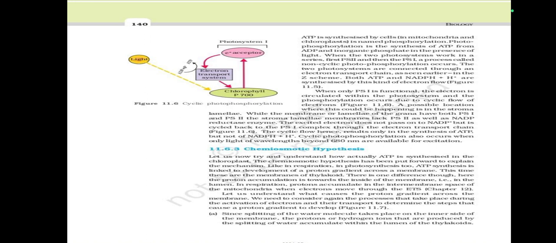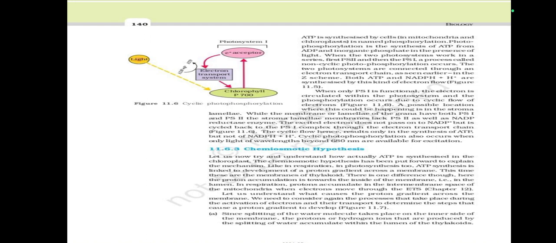When the two photosystems work in a series, first PS2 and then PS1, a process called non-cyclic photophosphorylation occurs. The two photosystems are connected through an electron transport chain. As seen earlier in the Z scheme, both ATP and NADPH + H+ are synthesized by this kind of electron flow. Figure 11.5. When only PS1 is functional, the electron is circulated within the photosystem, and the phosphorylation occurs due to the cyclic flow of electrons.